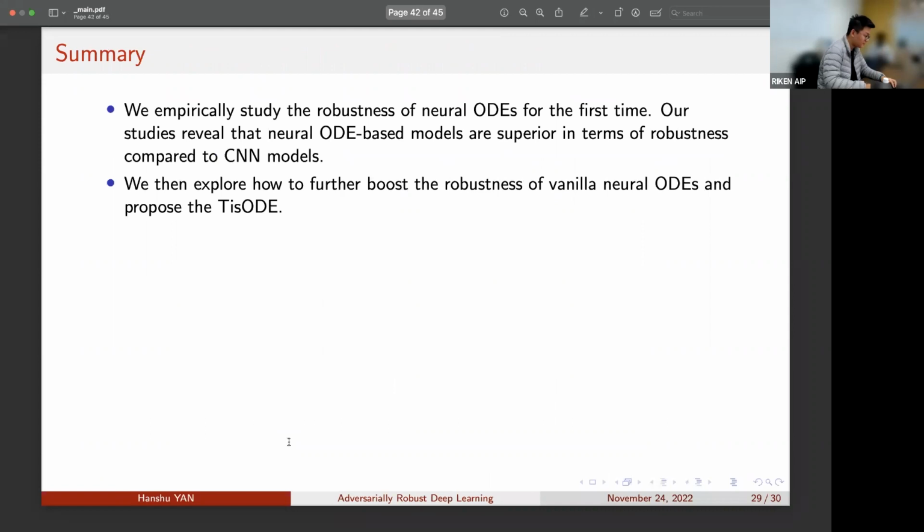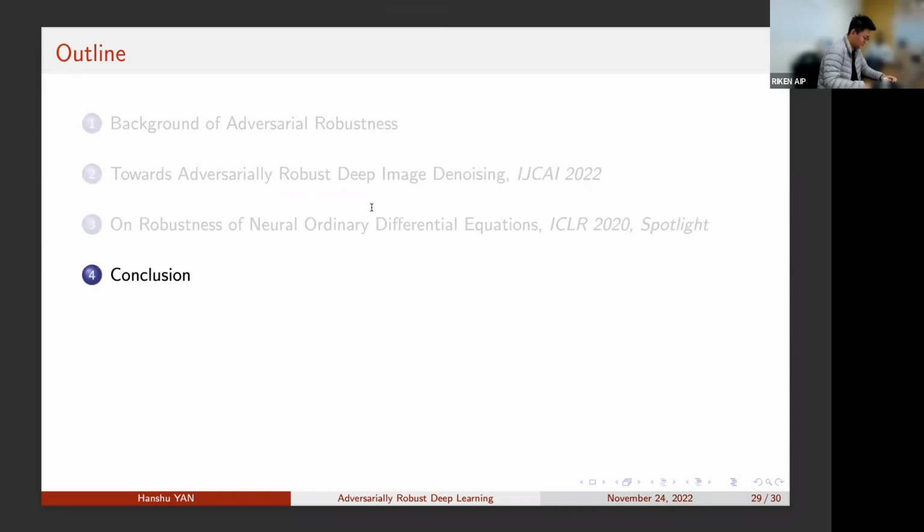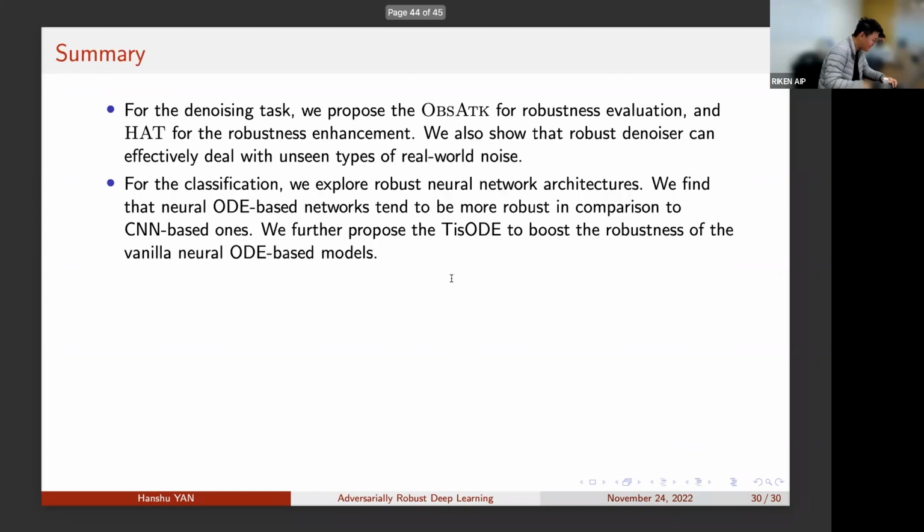So here is the summary of this work, and we empirically studied the robustness of neural ODEs for the first time. Our studies revealed that the neural ODE-based models are superior in terms of robustness compared to CNN models. Then we explore how to further boost the robustness of neural ODE and propose the time-invariant stable neural ODE. I think these are the two works. We only spent around 36 minutes. And here's a summary of today's talk.